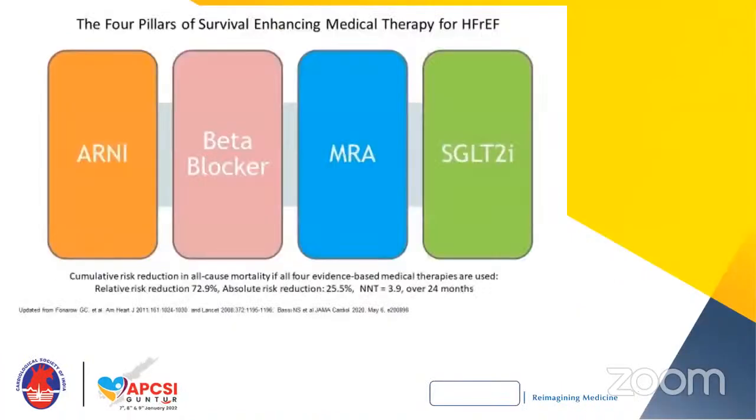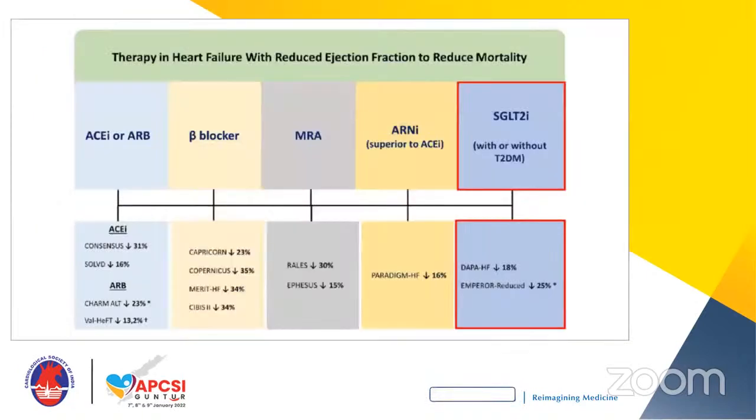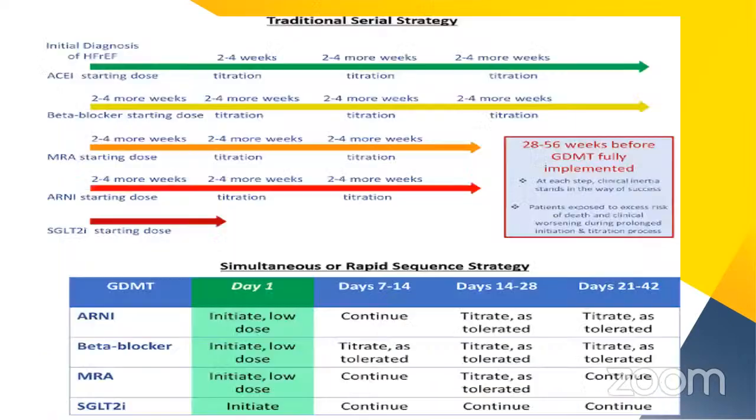So we all know that these are the 4 pillars of mortality-beneficial drugs: ARNI, beta blocker, the ACE inhibitor or ARB, MRAs, and then the SGLT inhibitors. These are the trial evidences shown at the bottom. ACE inhibitor or ARB, beta blocker, and MRAs have about 30% mortality benefit, the ARNI 16% mortality benefit, and then the SGLT inhibitors.